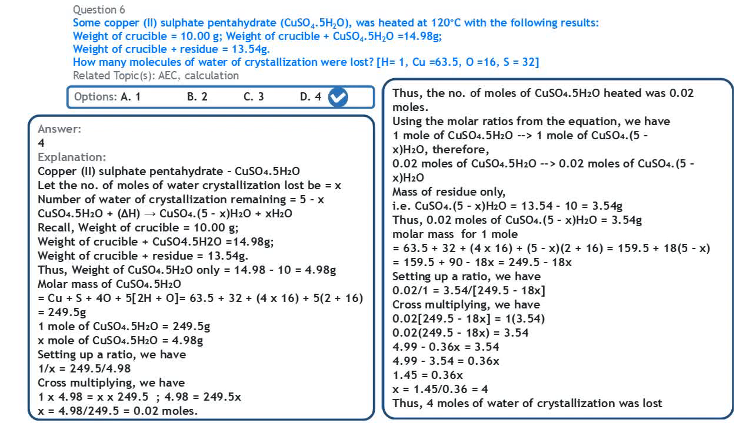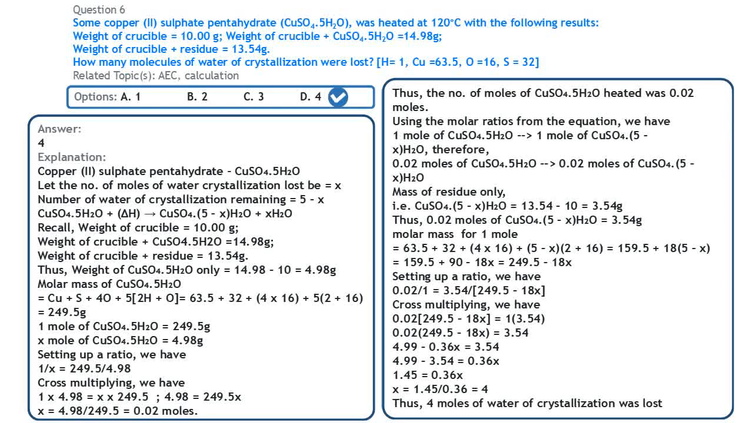Now the mass of the residue only is going to be, this is the mass of the crucible and residue, but let me say weight or mass. This is actually mass because this is in grams. But let's say weight: the weight of the crucible plus the residue is 13.54, while the weight of the crucible only is 10.0 gram. So we subtract this from this to get the mass of the residue only. So you have 13.54 minus 10, and that is 3.54. So 0.02 moles of this substance is equal to 3.54.